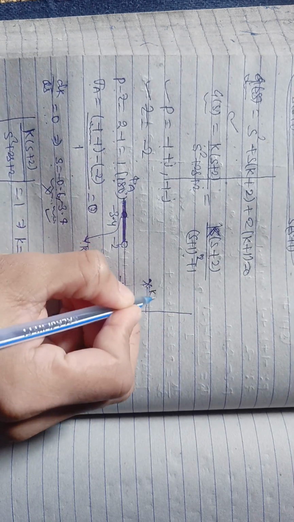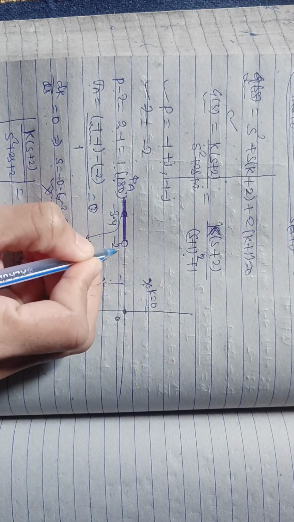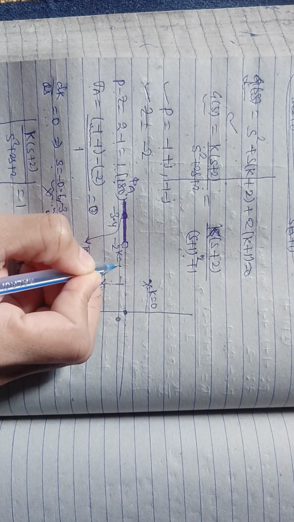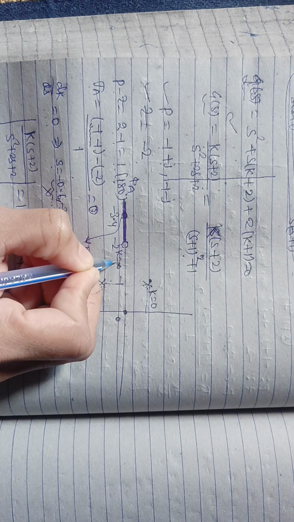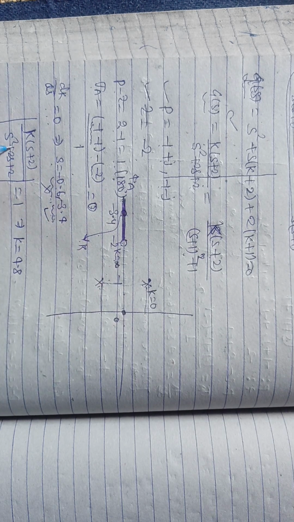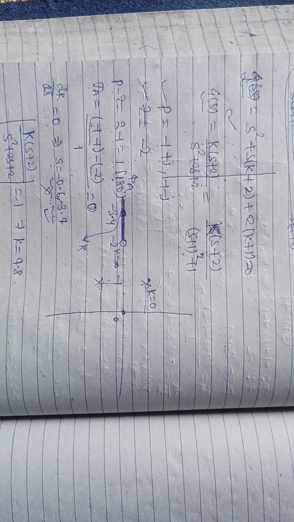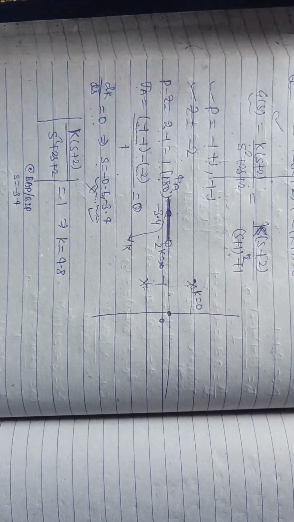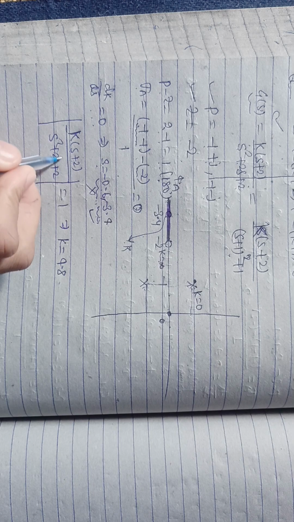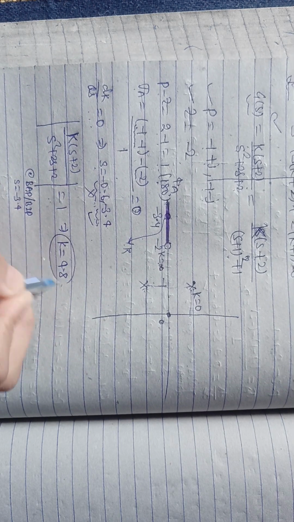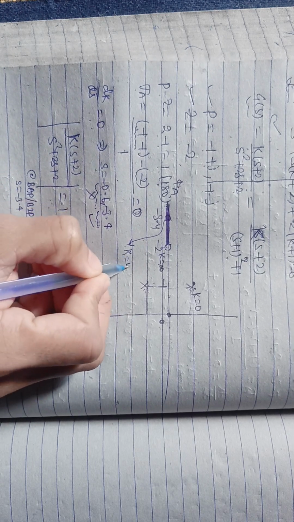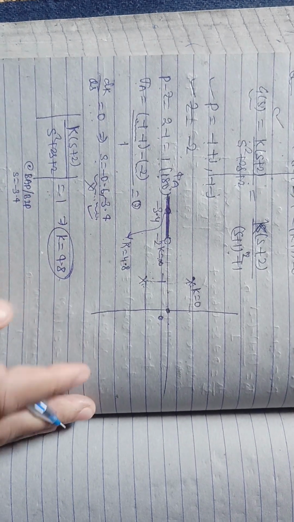It means at poles k equal to 0, and at zeros k equal to infinity. Okay, k equal to infinity. So to find k we use the breakaway point. So k into s plus 2 equal to, and k is coming 4.8. So okay, k is coming 4.8.